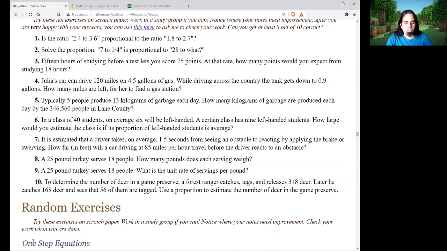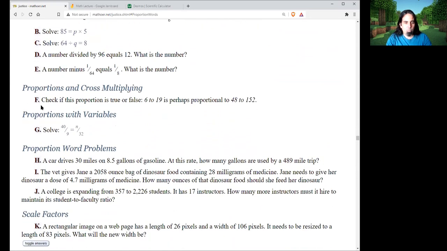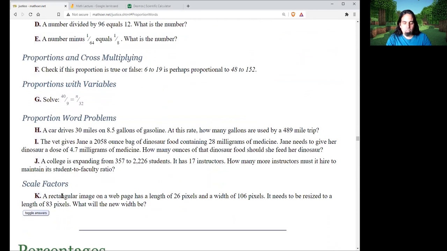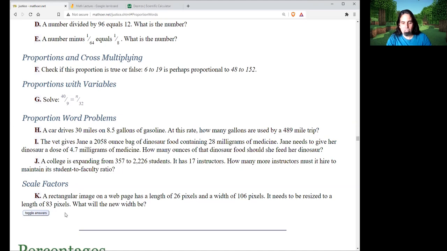The random exercises have some stuff we did at the top of this topic for 1-step equations. A check if a proportion is true. One that's not a word problem. Again, don't use this diagonal icky format. Make it like straight up and down above each other so the X's work better. Some word problems, and then one that is phrased as a scale factor, but it's the same thing as these others. It's just phrased slightly differently.